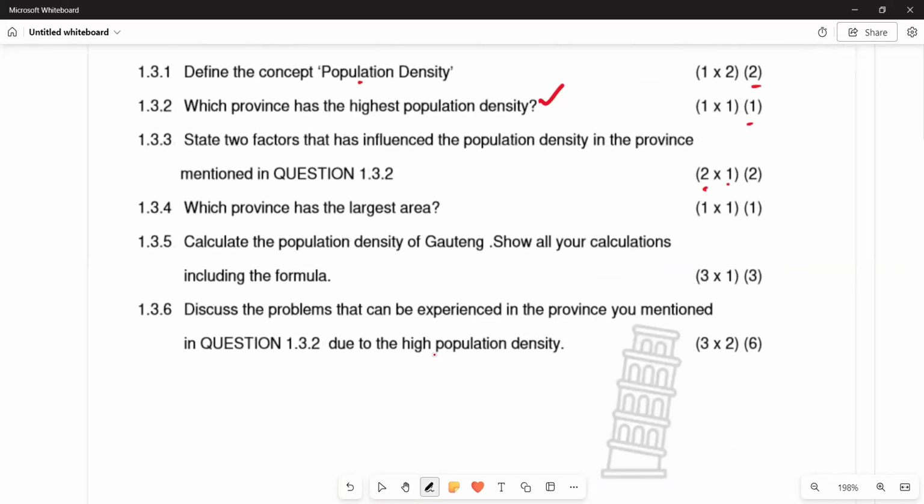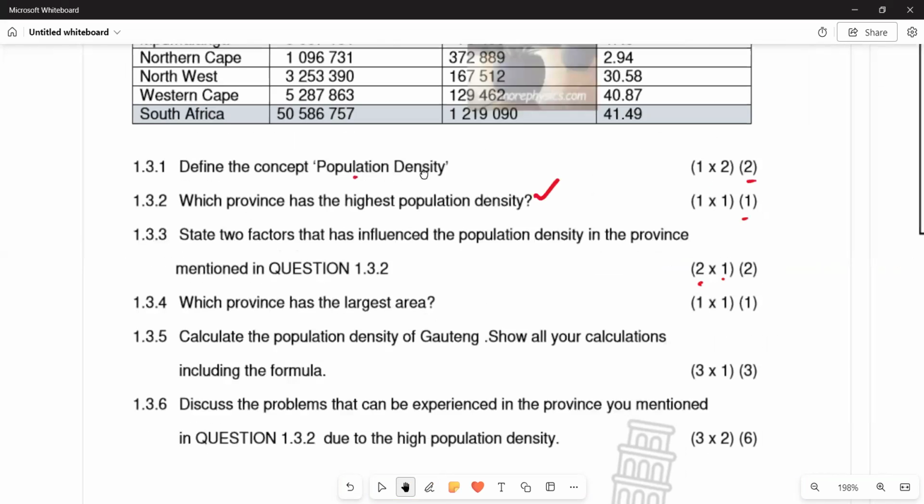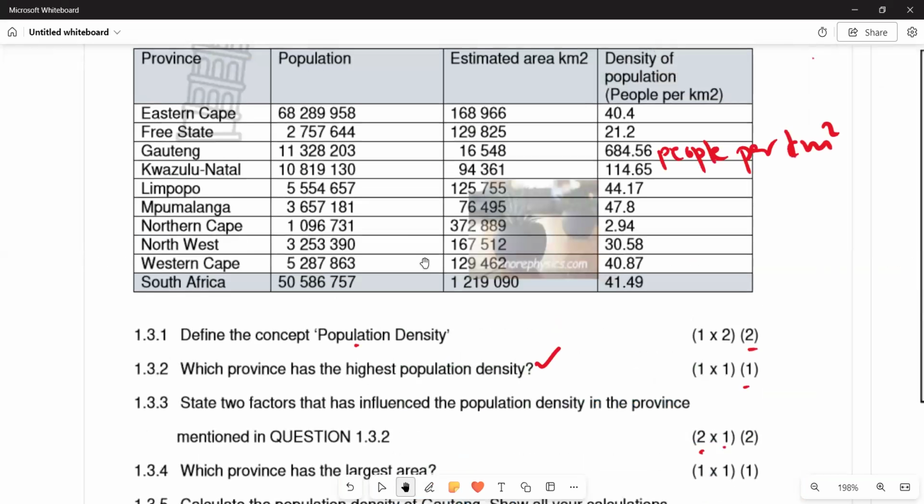1.3.4 reads: which province has the largest area? So basically we are just going to go to the column of area and try to see which one is the largest area. So here is the column for area that we have, and then we look for the province with the highest figure. Obviously, it's going to be our highest area. We are just leaving out the bottom row, because this one is indicating the total figures of the columns. So we start from here and end here, and try to pick which one is the highest figure.